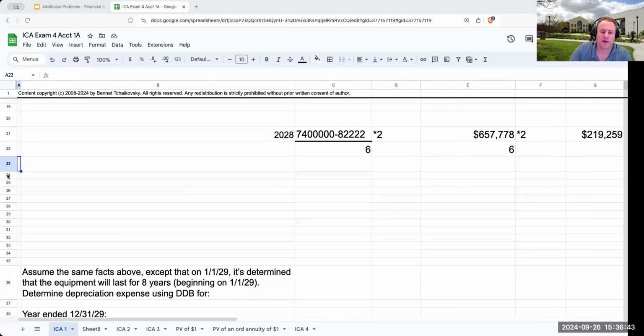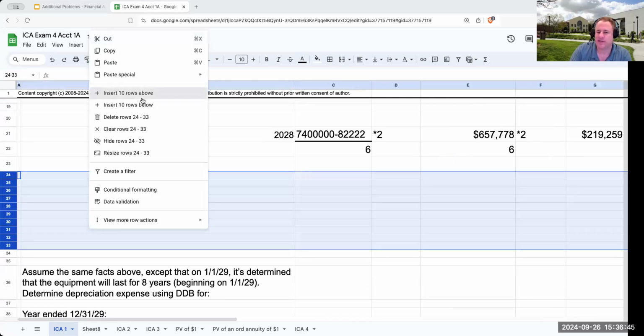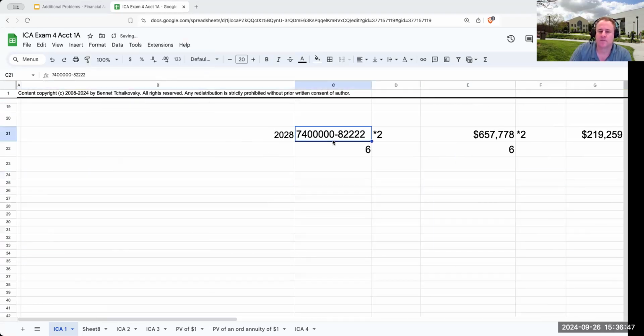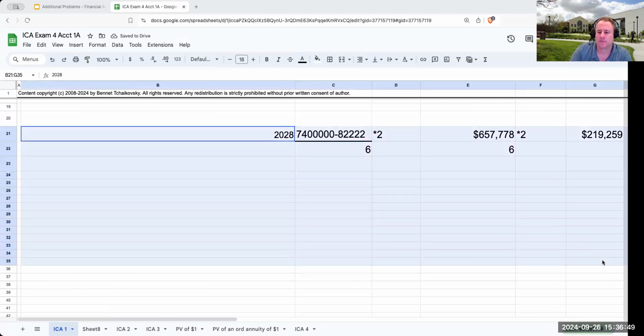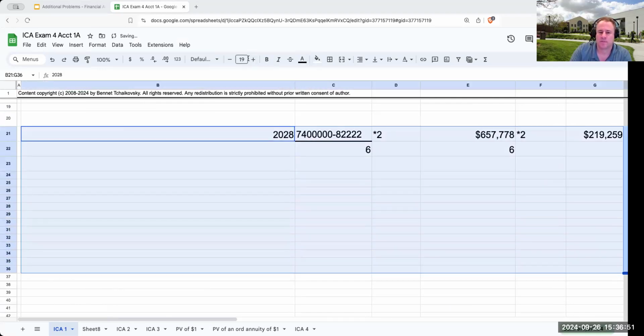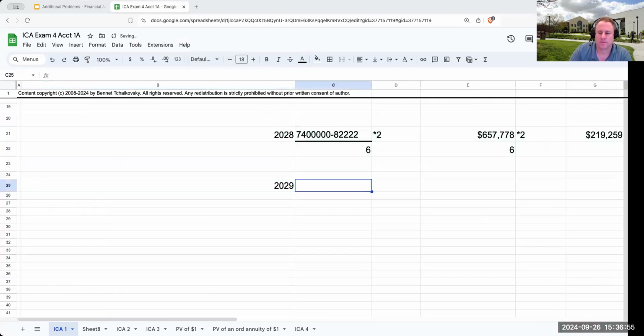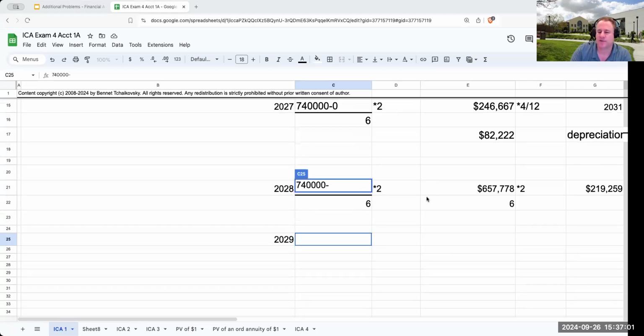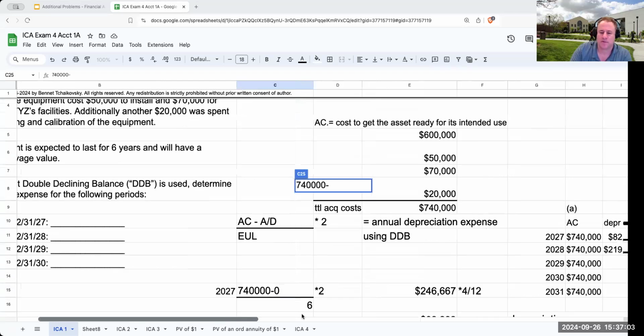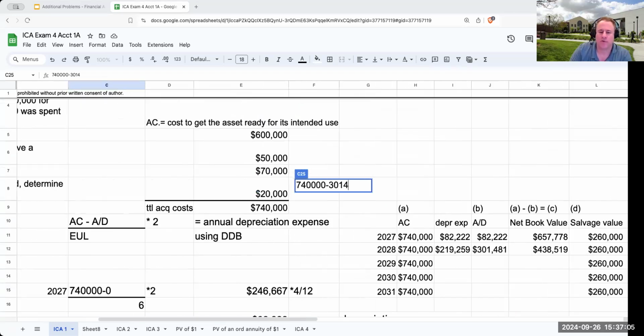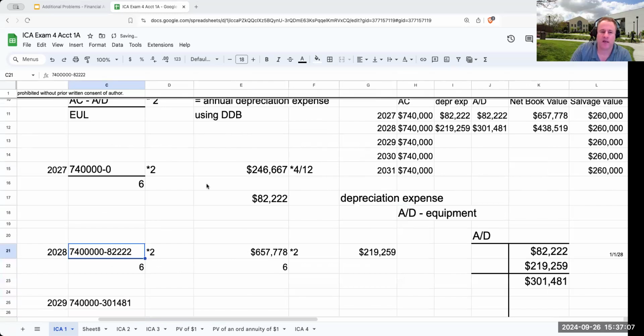When we come over here to the next year, or 2029, this is going to be 740,000, and this is going to be minus, over here, 301,481, or the amount of the accumulated depreciation.